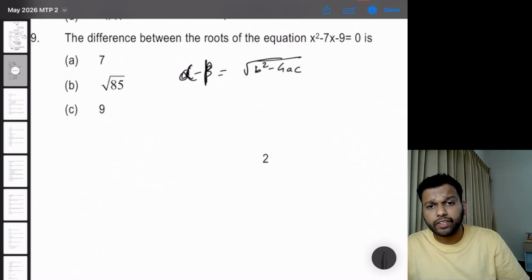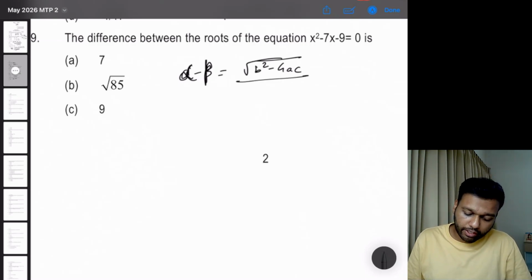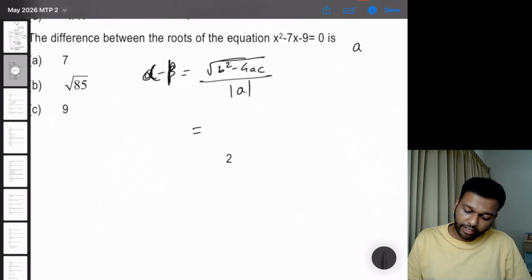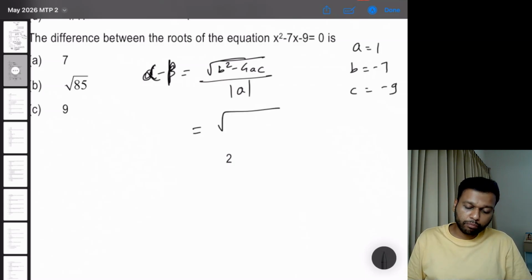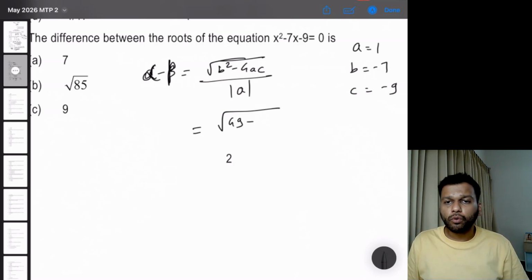So the difference between the roots is given by square root of discriminant divided by positive value of a. Okay. So what is a, b, c here? A is 1, b is equal to minus 7, c is equal to minus 9. So square root of b square minus 4ac, b square is 49, minus 4 into 1 into minus 9.